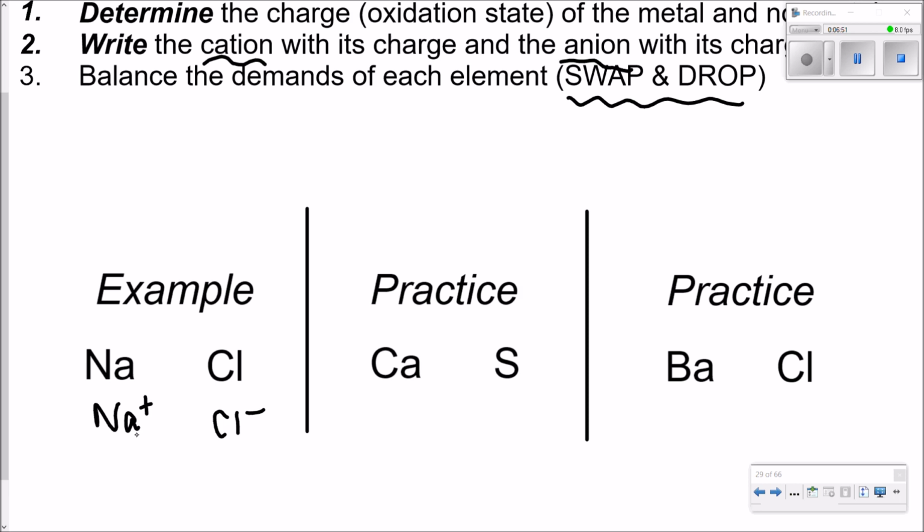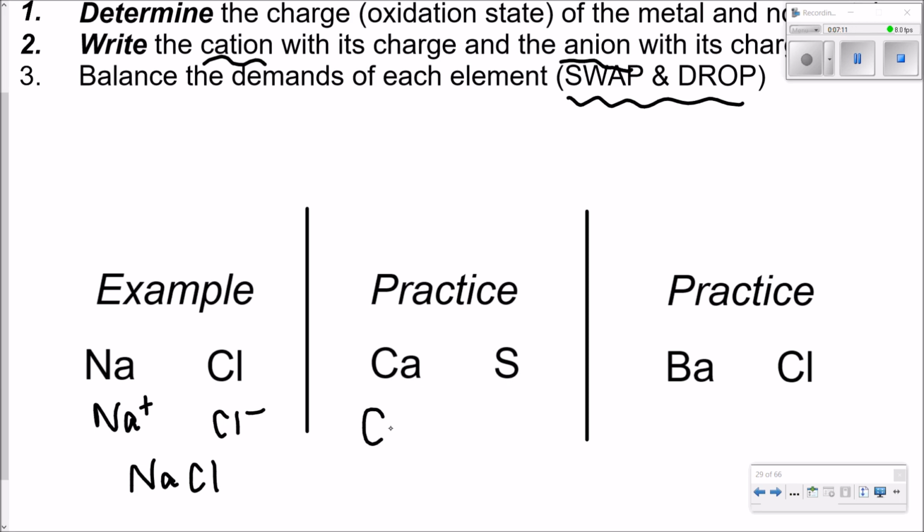So if you note, for every 1 electron that sodium loses, chlorine needs 1. So in order for these two to form an ionic bond, you're going to have one sodium and one chlorine. So for every one electron sodium loses, chlorine takes that electron. In the second one, we've got calcium and sulfur.